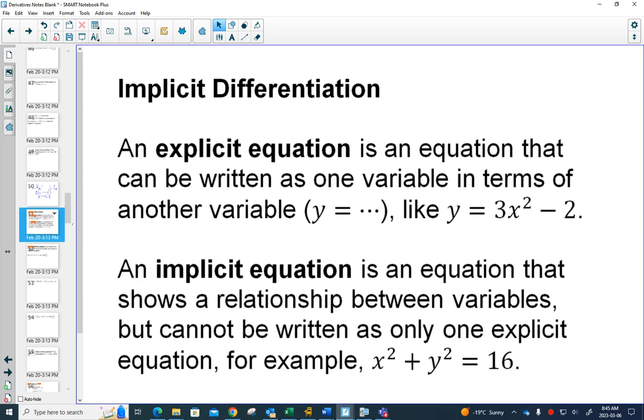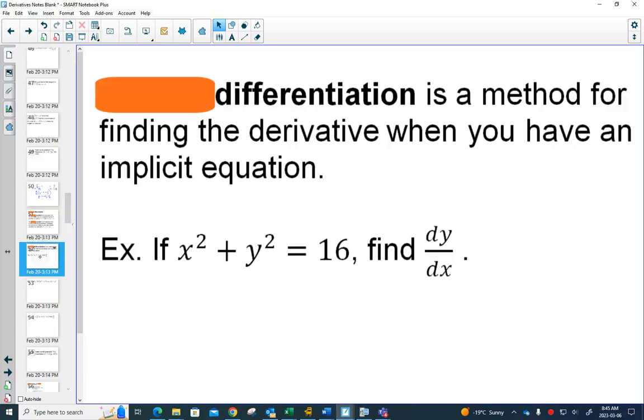Whenever you have an x squared plus a y squared equals a number, this will be a circle with a radius of 4, whatever the square root of this side is, and a center at 0, 0. And if we have this x squared plus y squared equals 16, we can find its derivative. So implicit differentiation is for finding a derivative when you don't have an equation that you could get by itself.